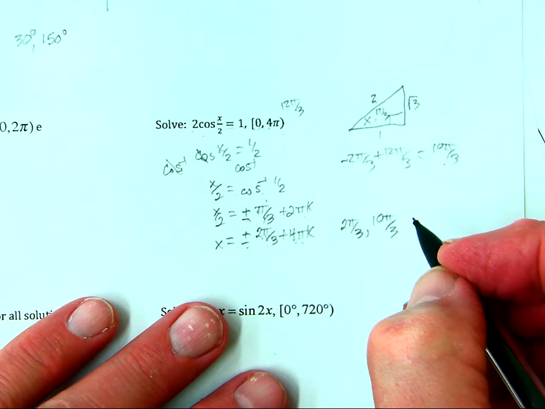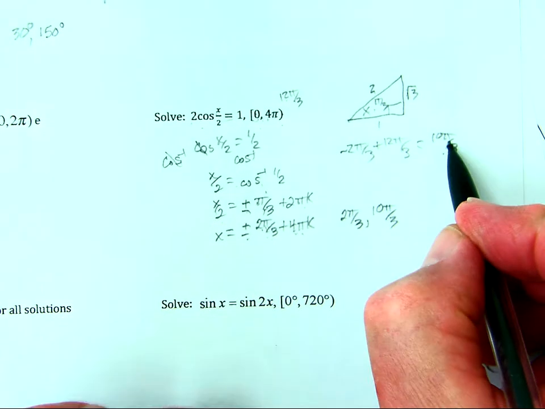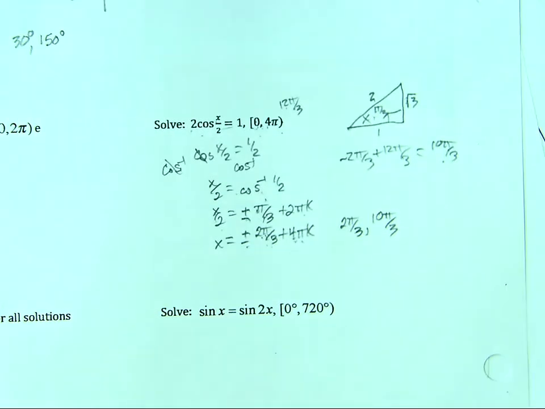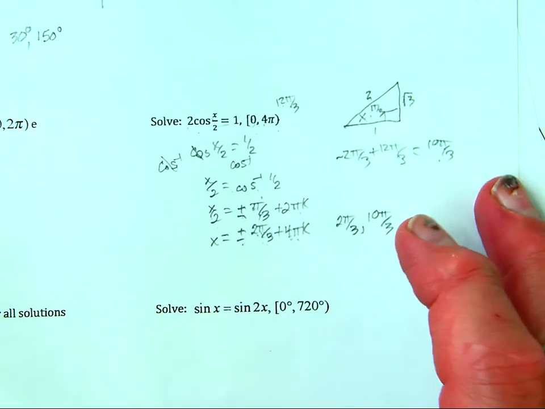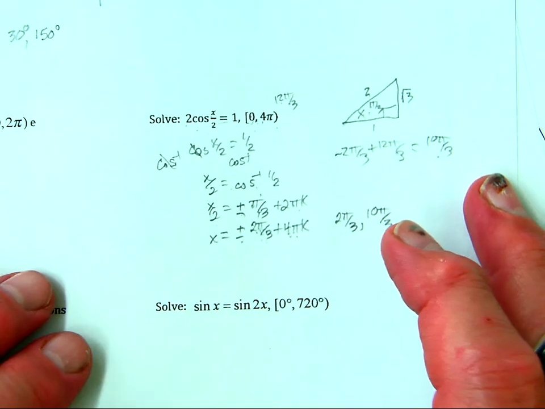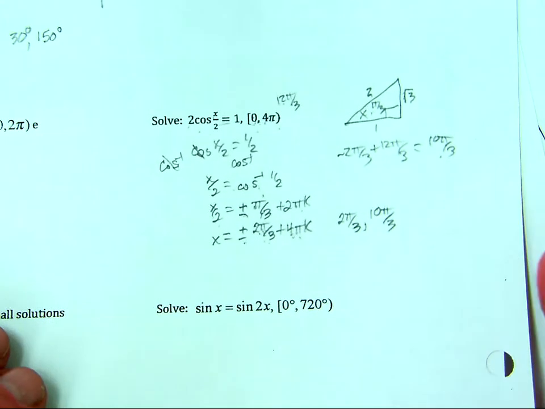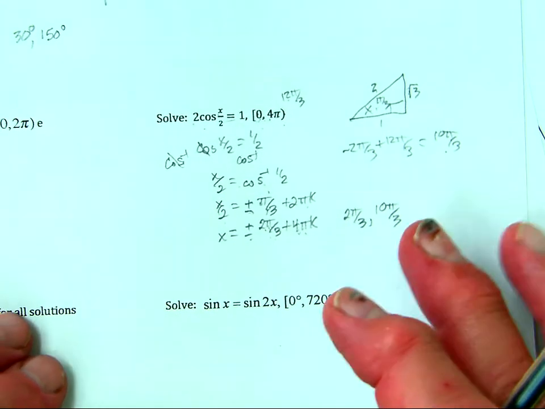If we added 2 pi again, if we added another 12 thirds, that'd be 22 thirds, way too big. So those are our two answers. Okay, that's what you do if there's a single trig function. Isolate it, take the inverse trig function of both sides, find your answer, then figure out which quadrants.